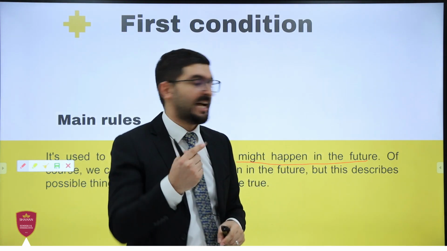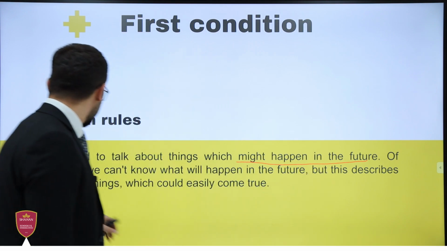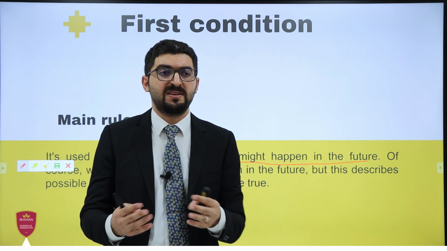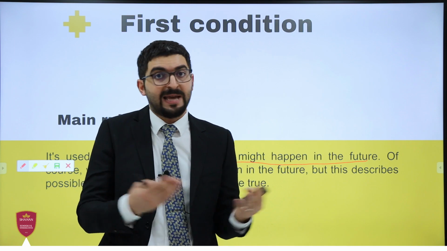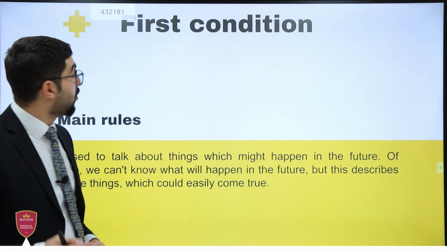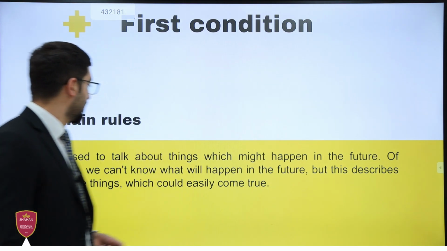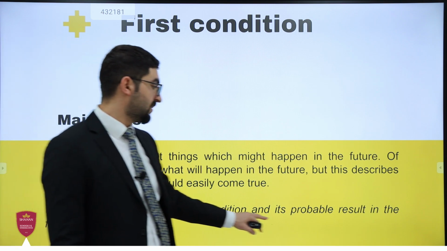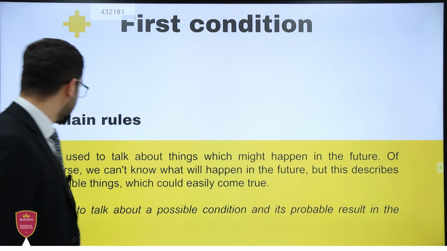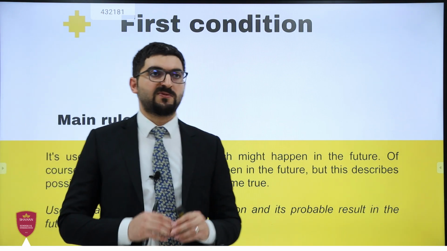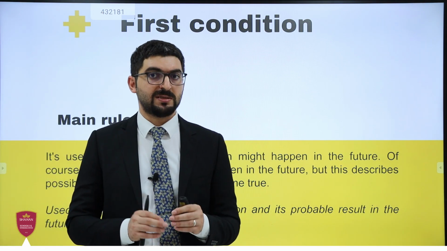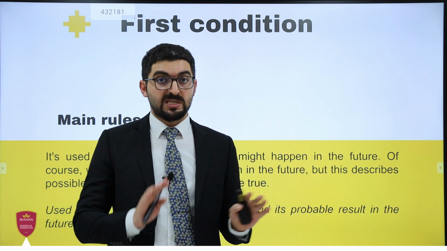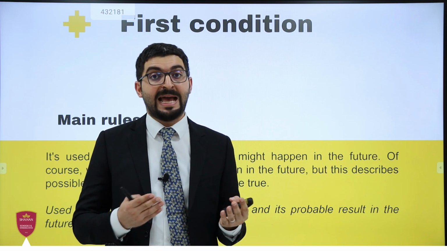But it might happen. This describes possible things which could easily come true. That's why we use the first condition. And after that, we use it to talk about a possible condition and its probable result in the future too. So simply, it might happen or not happen.